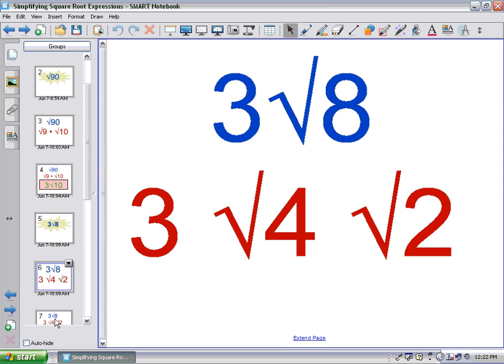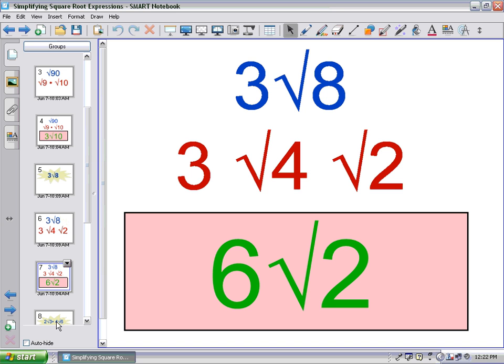Now, I know what the square root of 4 is. It's a whole value. It's 2. So when I simplify this, this is just going to basically give me 3 times 2, which makes 6. And because I can't break down the square root of 2, it stays in the radical symbol. And when I multiply them together, I put them together as is. And that gives me 6 square roots of 2. And this is my simplified answer for 3 square roots of 8.